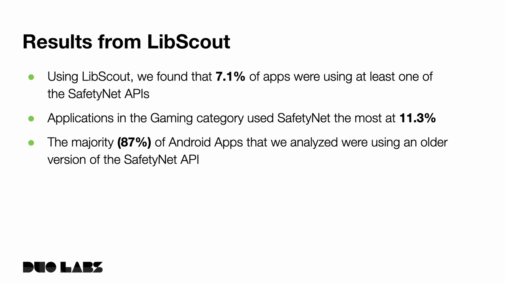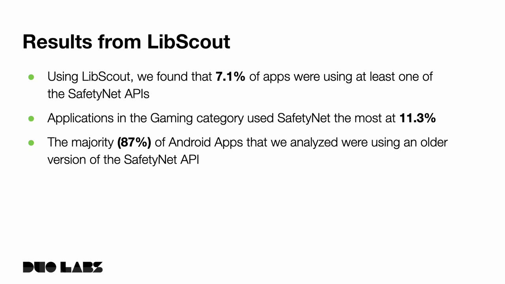So the results from LibScout were a little bit higher. We found that about 7.1% of apps were using the SafetyNet library. And going with our initial hypothesis, we found that about 11.2% of games were using SafetyNet. Because we uploaded all the different versions of SafetyNet since 7, we were able to see the distribution of apps using a particular version. What we found is that about 87% of apps were using an older version of the SafetyNet library, which is particularly interesting.